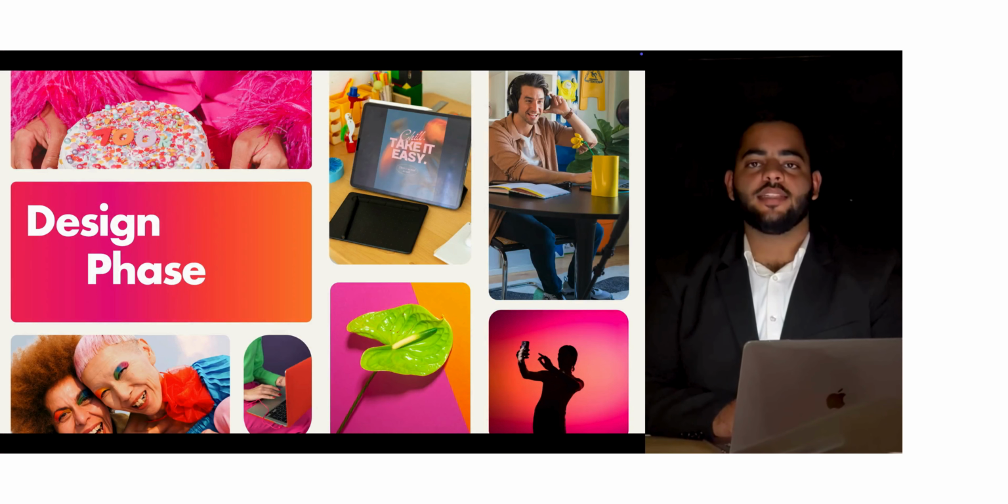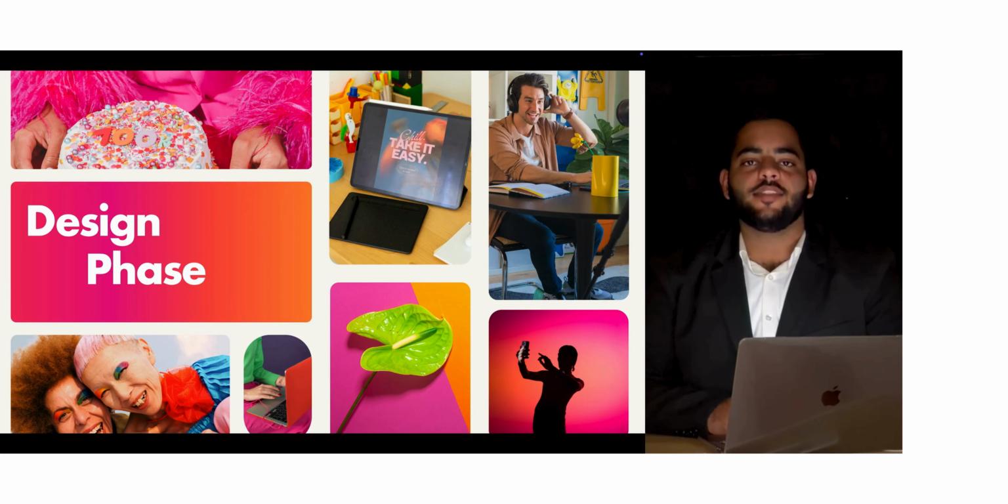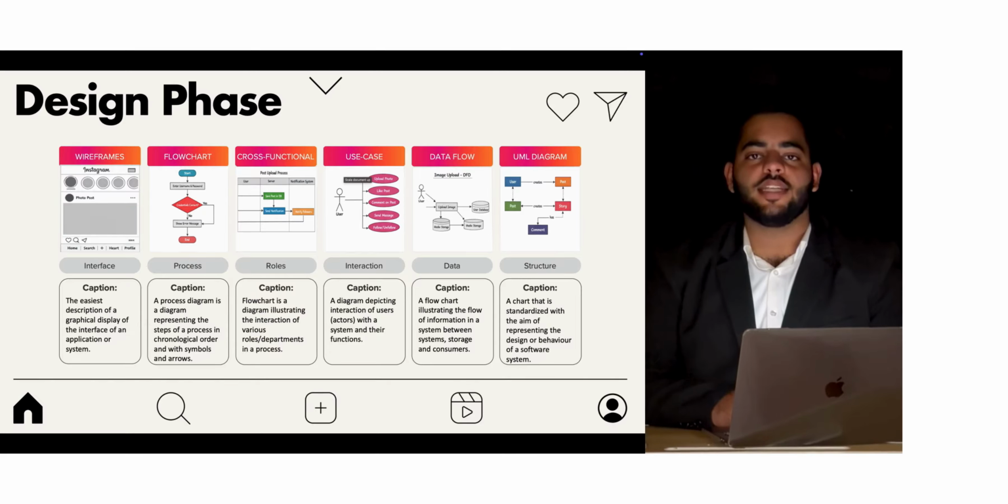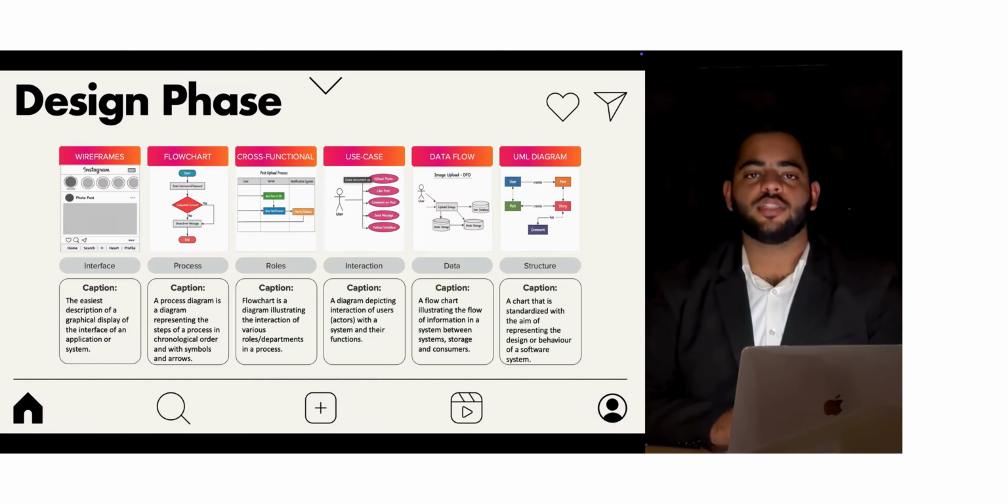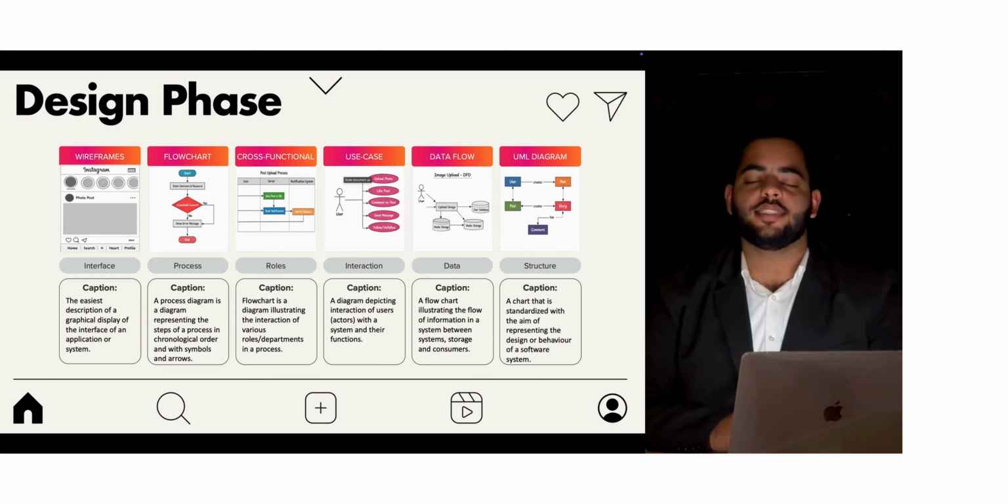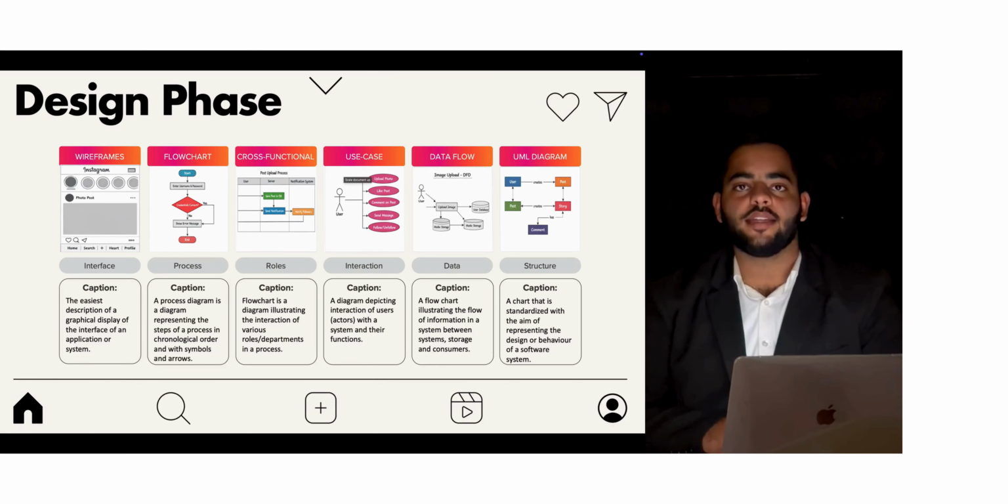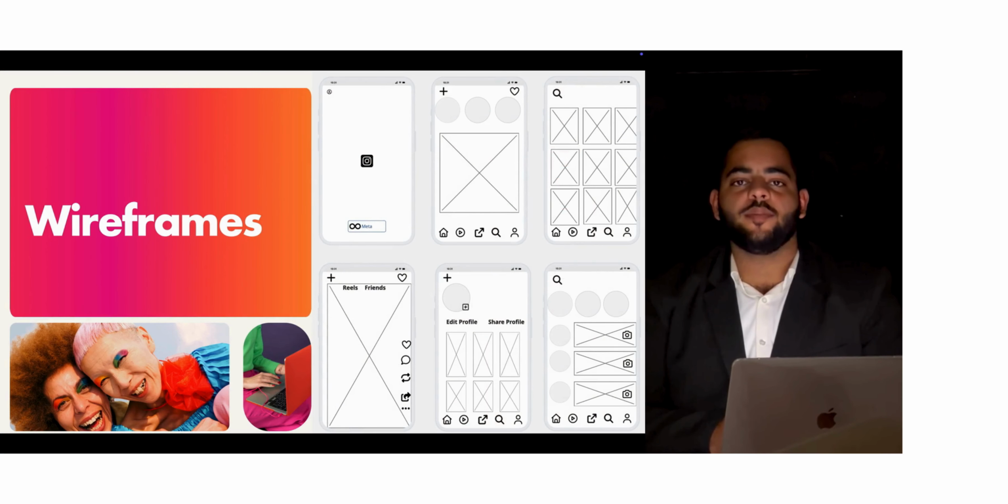Now I will explain the design phase of my project. In this phase, the system is visually represented using different diagrams to understand how the application works, how users interact, and how data flows inside the system. In the design phase, I have discussed some diagrams: wireframe, flowchart, cross-functional flowchart, data flow diagram, use case diagram, and at last the UML diagram.